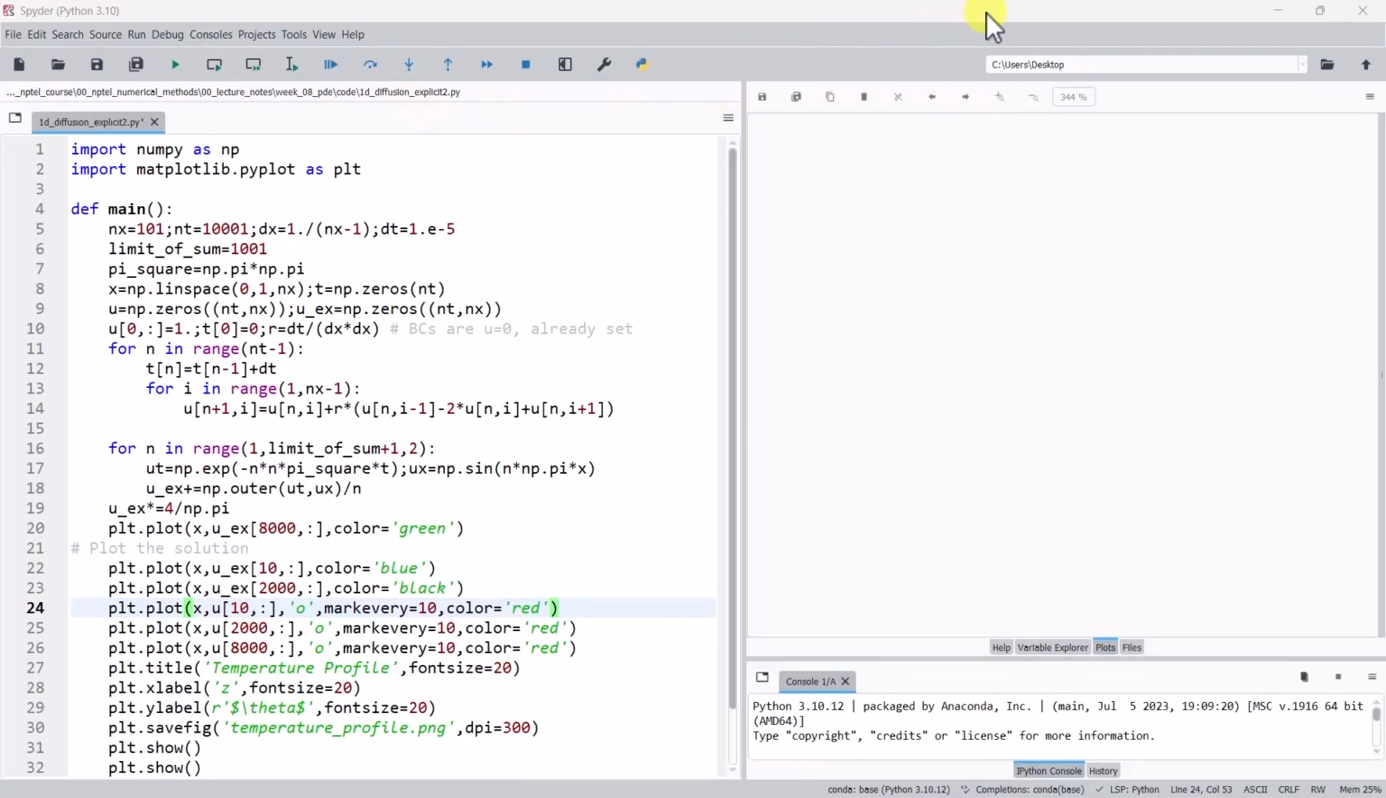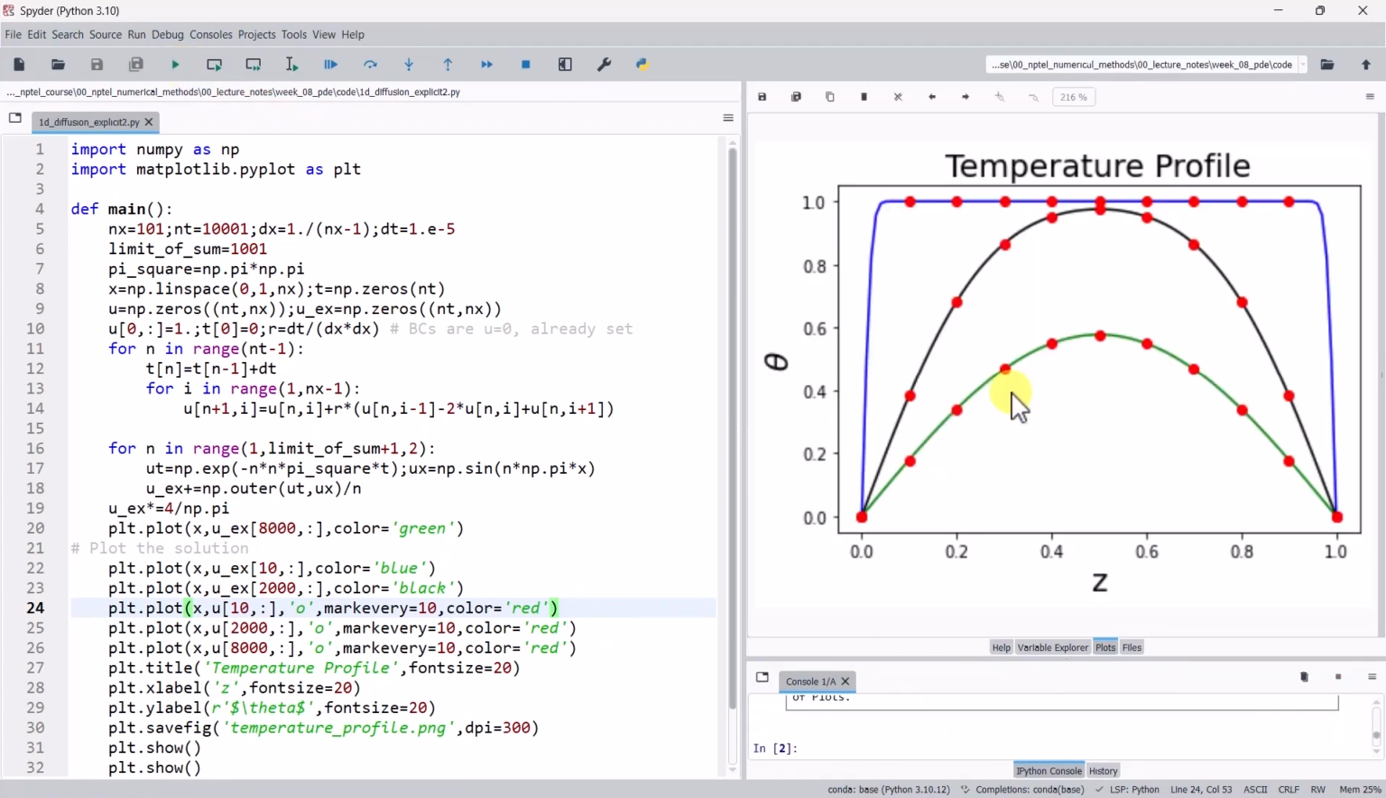To run the case, this is actually a Spyder environment. This is not Jupyter Lab. This is a slightly different environment, but this is as good as others. So if I run it from here, it runs here, and the plot should appear here. So you can see the plot here.